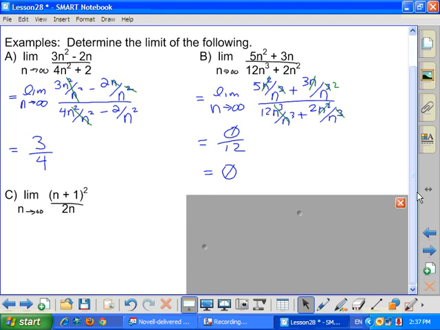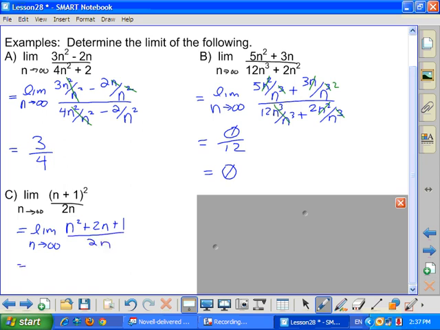And the final one. Okay. In that final one, we need to do the expansion. The only way this works is if it's expanded out in full. So we're looking at the limit as n approaches infinity for n squared plus 2n plus 1 over 2n. We're going to have to divide all our terms by n squared. So n squared over n squared, 2n over n squared, plus 1 over n squared, all divided by 2n over n squared.